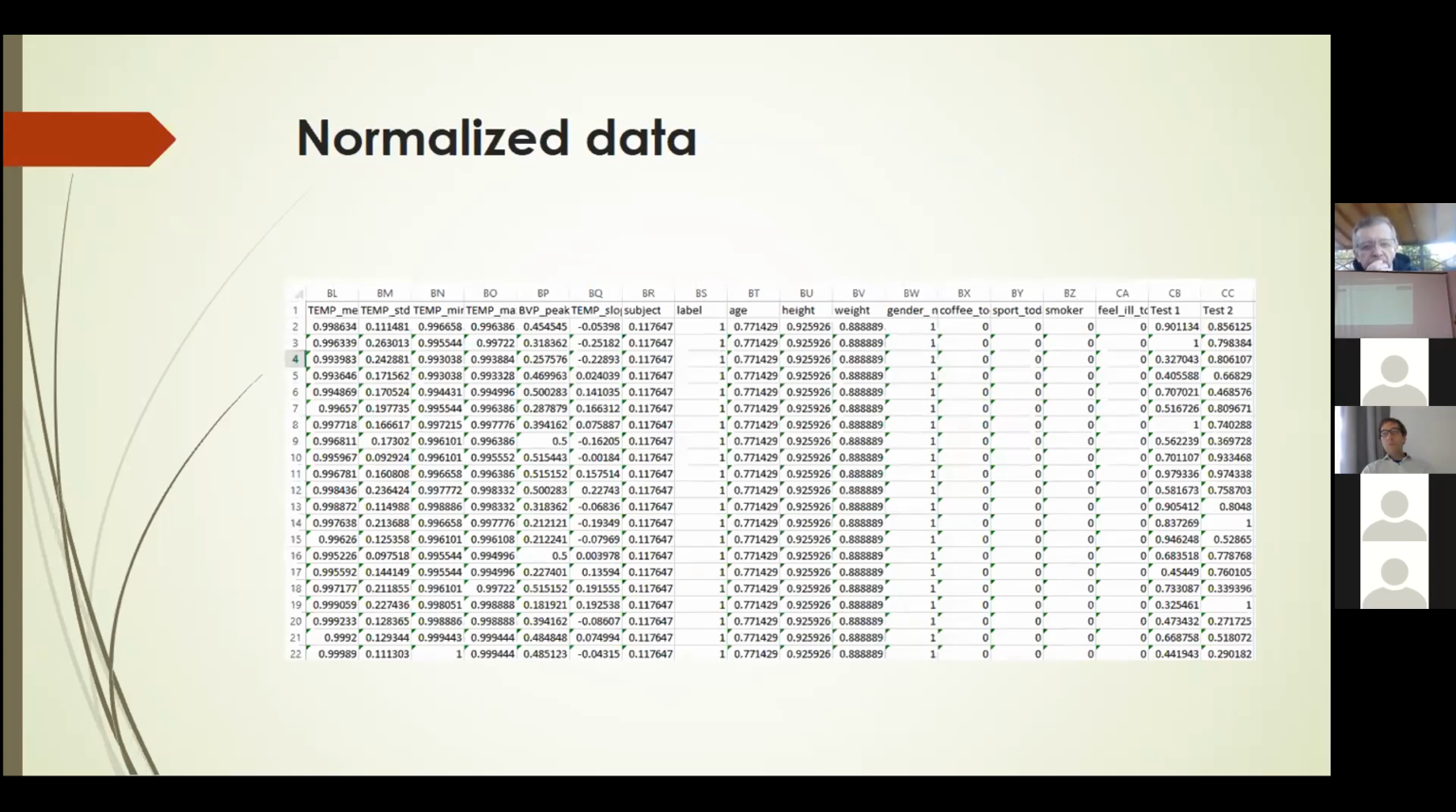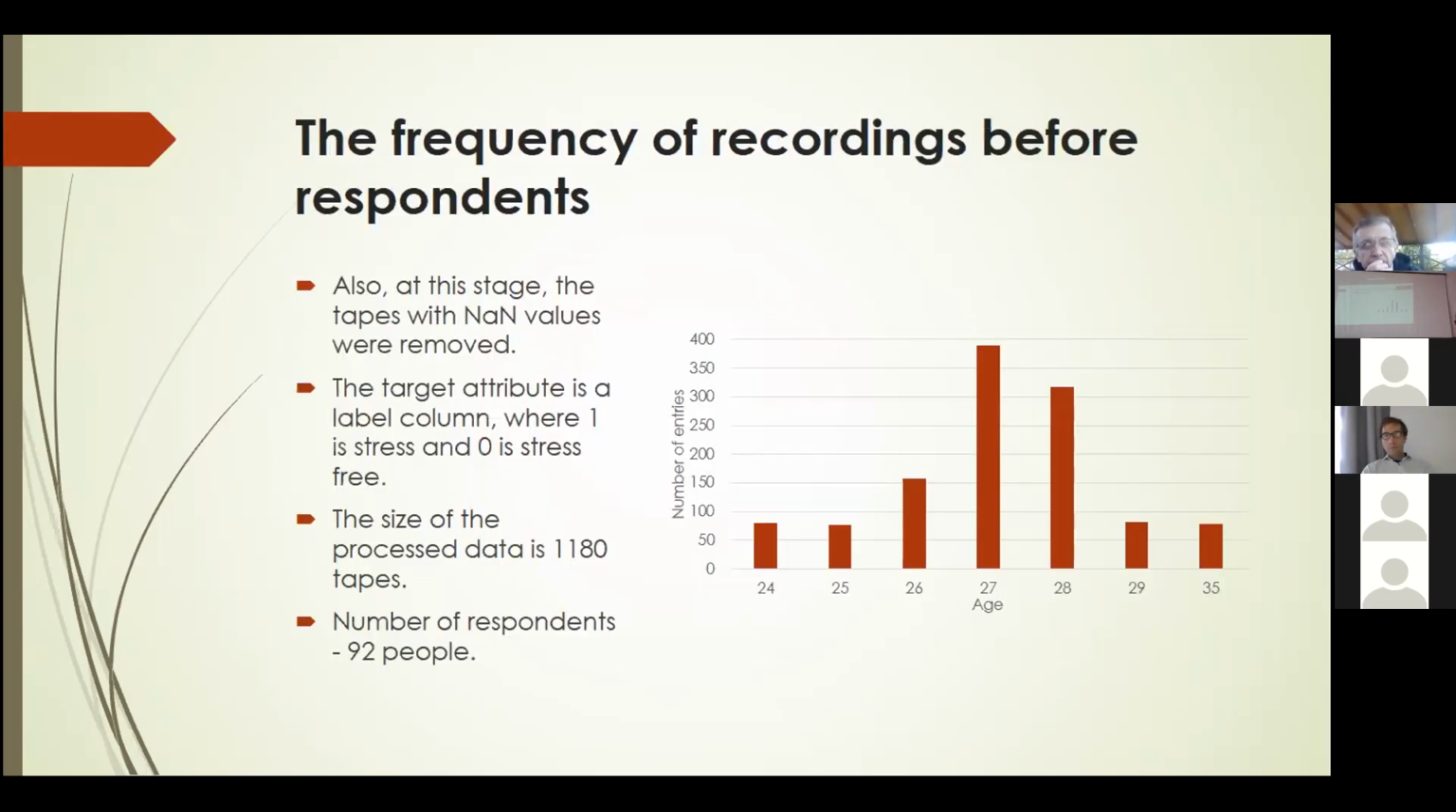The target attribute is a level column where 1 is stress and 0 is stress-free. The size of the processed data is 1,180 rows and the number of respondents is 92 people.